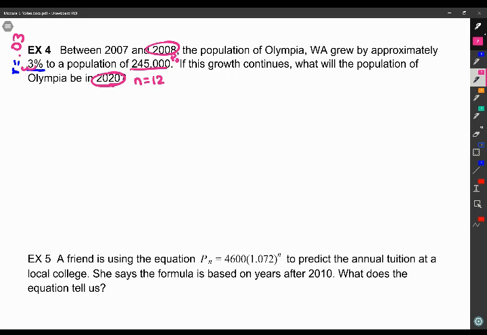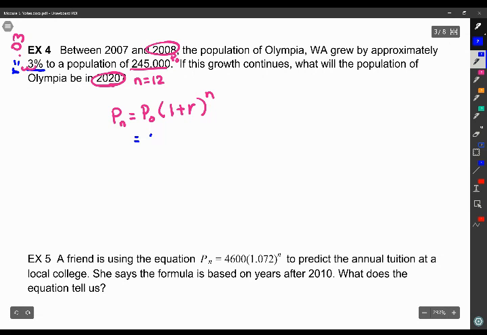And then I just plug it in. So I'm going to write an explicit formula. Remember, when we write our explicit, it's going to be P sub n is equal to P sub 0 times 1 plus r raised to the n power. That's our explicit formula for an exponential. And we just plug everything in. So P sub 0, this is 245,000. This is 1 plus 0.03, and we're raising it to the 12th power. And you're just going to put it in your calculator, just like that.